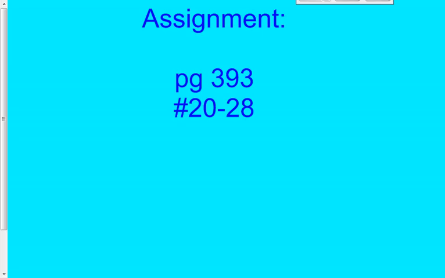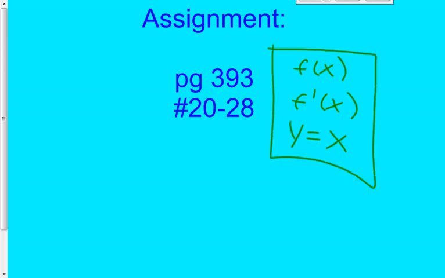So our assignment is going to be on page 393. I have that in a worksheet for you. It's 20 through 28. What I want you to do, class, is I want you to graph f of x, graph the inverse function of x, and graph y equals x. So I want 3 lines on each of your graph papers for this assignment. The directions will be on there, but I just want to be very clear that I want to see all 3 of these.